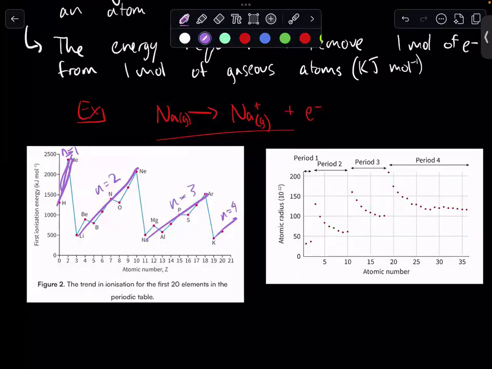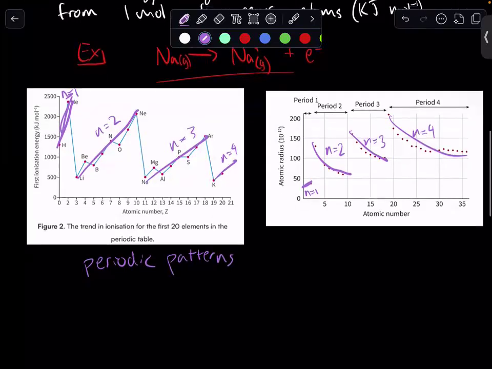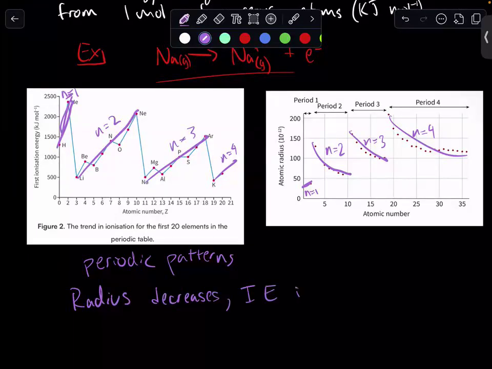You'll notice a similar pattern with the exception of the first energy level, n equals 1, n equals 2, n equals 3, n equals 4. These patterns are periodic. We have periodic patterns, probably where the name for the table comes from. And you'll notice that as radius decreases, ionization energy increases.